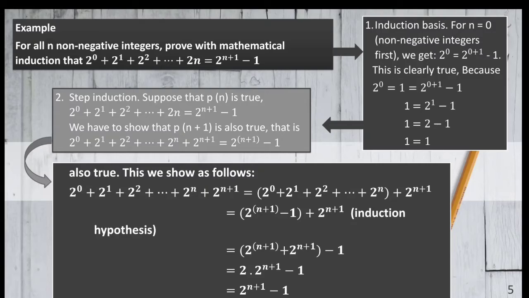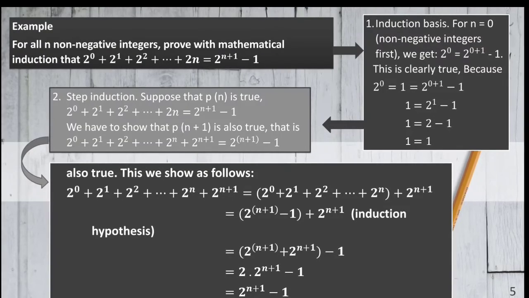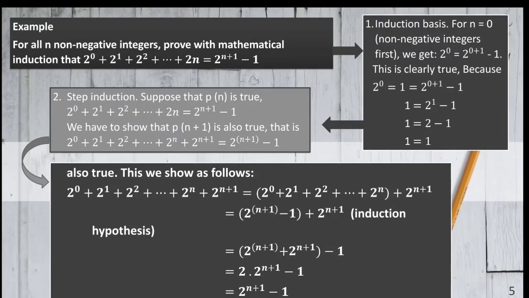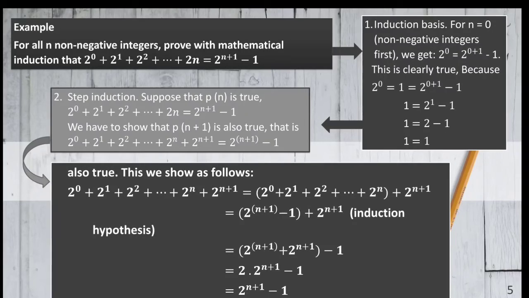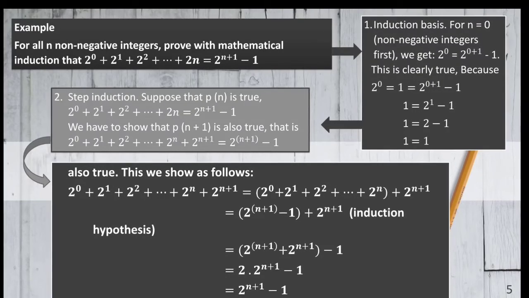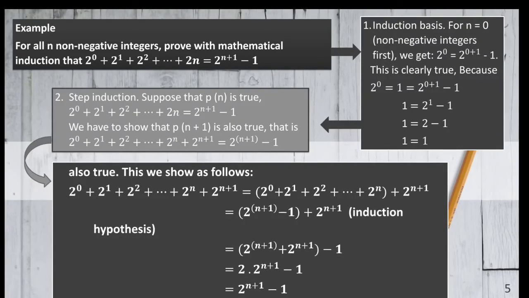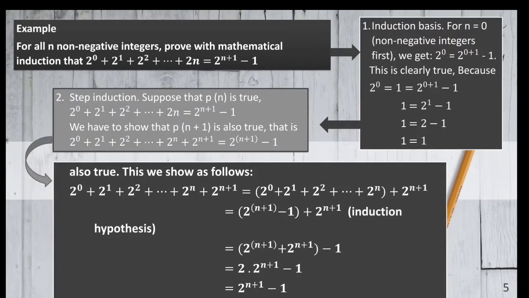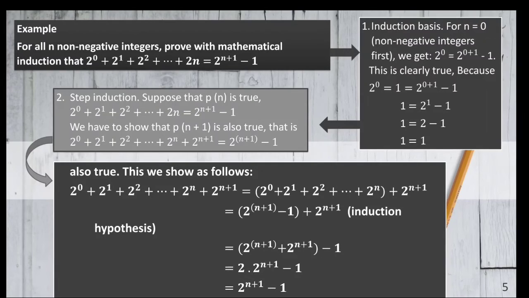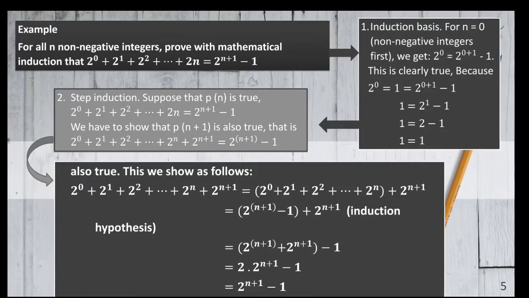Now I will explain about an example of mathematical induction. For all non-negative integers n, prove with mathematical induction that 2 to the 0 plus 2 to the 1 plus 2 to the 2 plus ... plus 2 to the n equals 2 to the n plus 1 minus 1. And the solution has two steps. Step 1 is to show the basis for n equals 0 first.